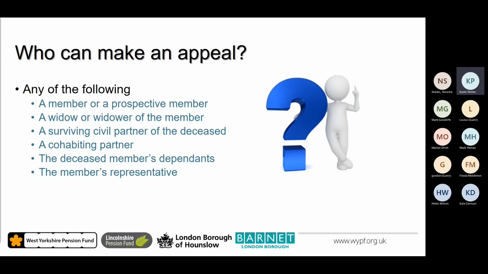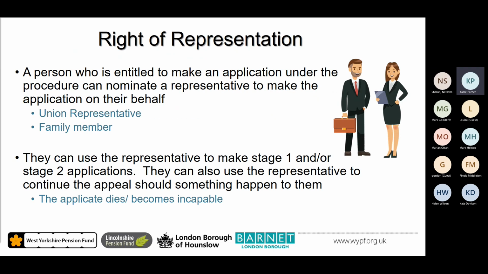So who can apply? Who can appeal? Well, any one of the following: a member or a prospective member, widow or widower of the member, a surviving civil partner of a deceased member, a cohabiting partner, a deceased member's dependents, or members' representatives. Now, under the IDRP, the person entitled to make an application can nominate a representative to do the application on their behalf.